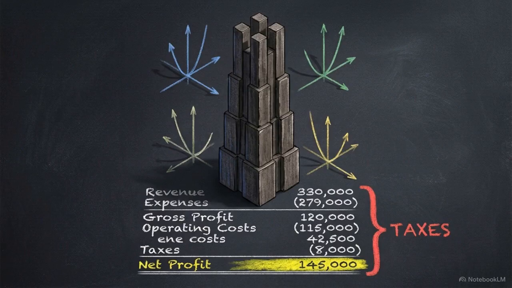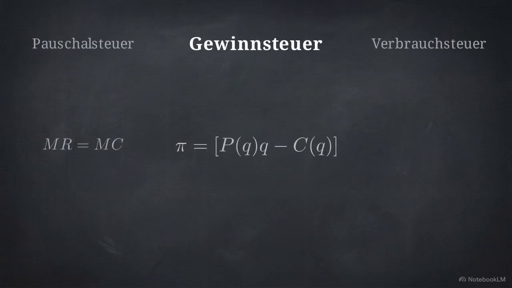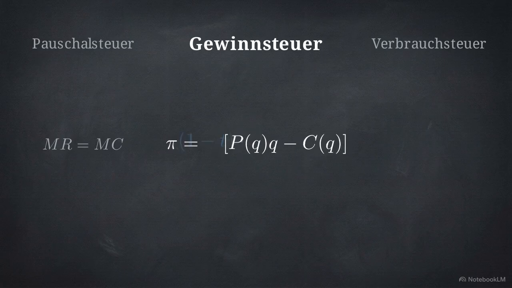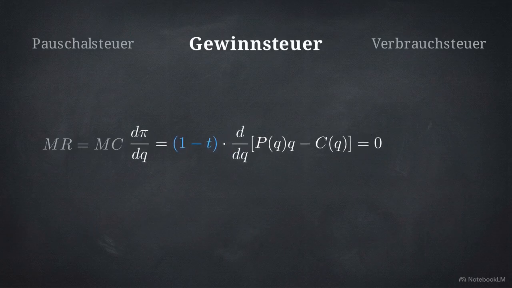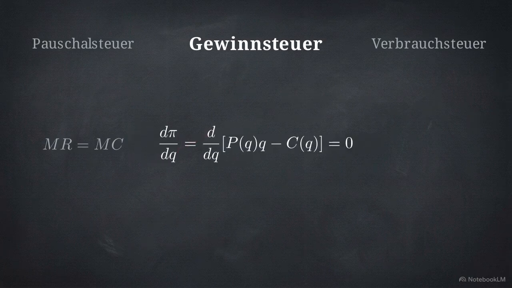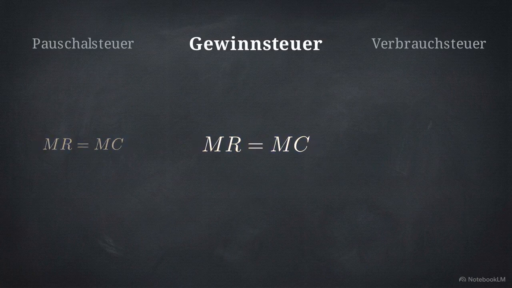Next, we test the Gewinnsteuer, a profit tax. Here, the government takes a strict percentage of the firm's total bottom-line profit. We rewrite the profit function, wrapping the entire baseline profit in the multiplier 1 minus t, representing the tax rate. When we calculate the first-order condition to maximize this new equation, something identical happens. The tax multiplier simply divides out of both sides. Once again, we are left with MR equals MC.